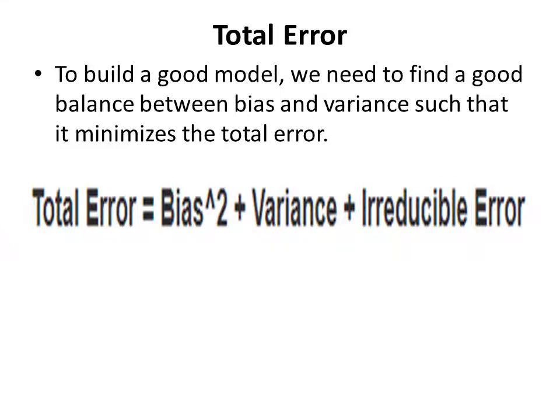Total error. What is total error? To build a good model, we need to find a good balance between bias and variance such that it minimizes the total error. So when a good balance is there between bias and variance, the total error will be minimized. How to calculate the total error? Total error equals bias squared plus variance plus irreducible error.